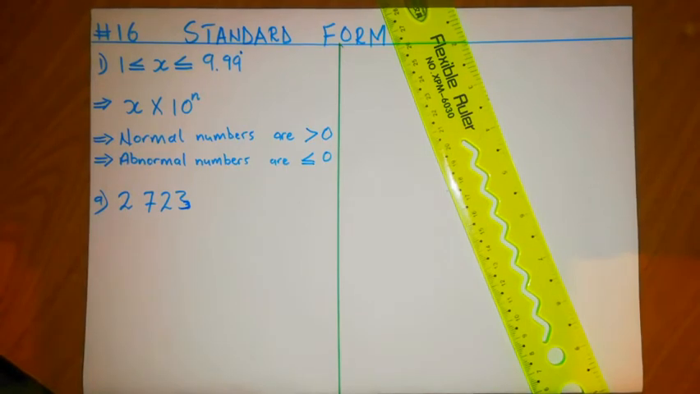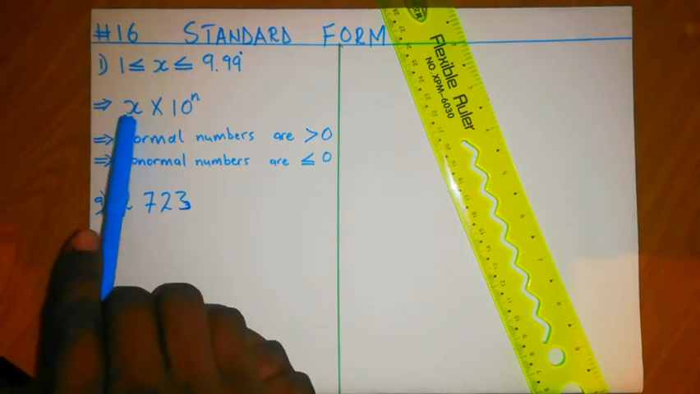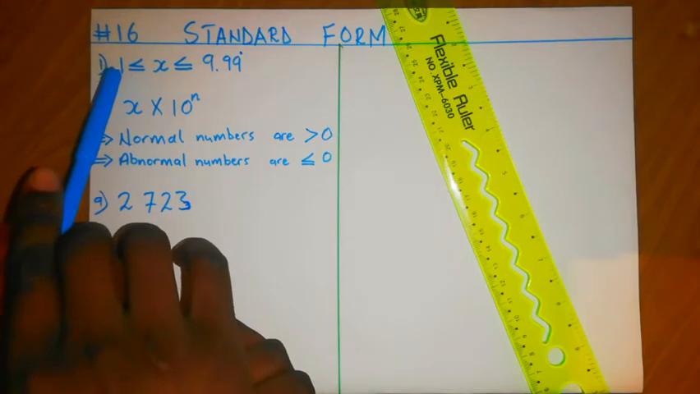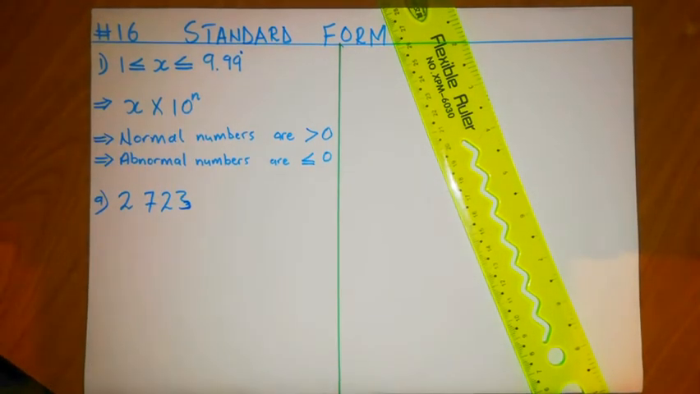The other key concept with standard form is that if a number is expressed in standard form, we denote that number by an x. Our x is always between 1 and 9.9. Standard form ranges from 1 to 9.99, and you will never find a number in standard form that is 10 and above.